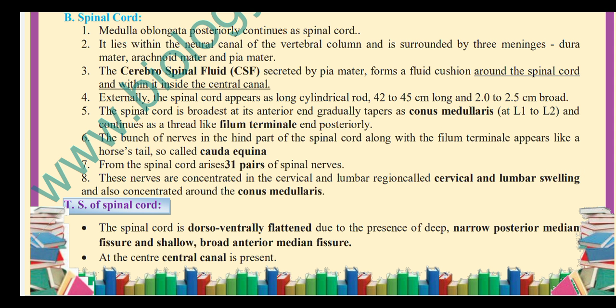Spinal cord. After the brain, the next part of the central nervous system is the spinal cord. Medulla oblongata posteriorly continues as the spinal cord. It lies within the neural canal of the vertebral column and is surrounded by three meninges: dura mater, arachnoid mater and pia mater, the same as the brain. The cerebrospinal fluid CSF secreted by the pia mater forms a fluid cushion around the spinal cord and is also present inside it in the central canal.